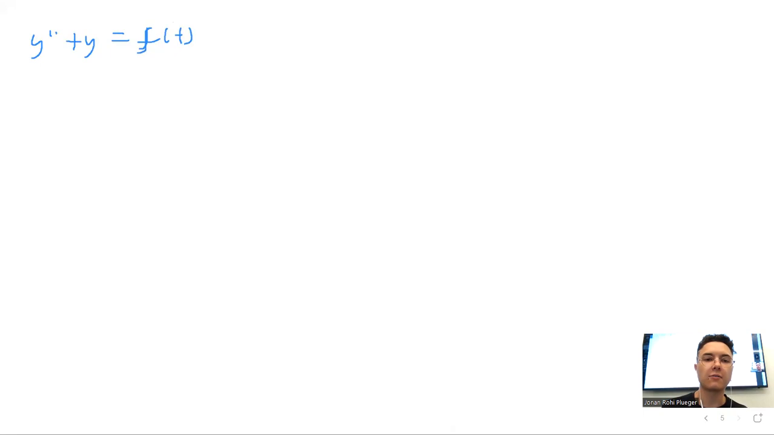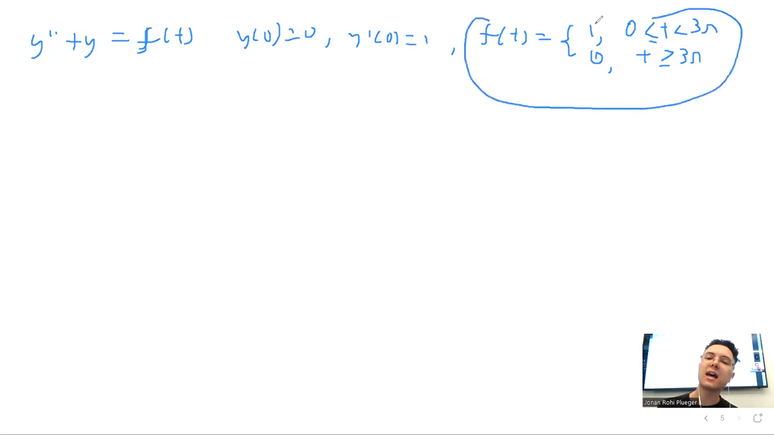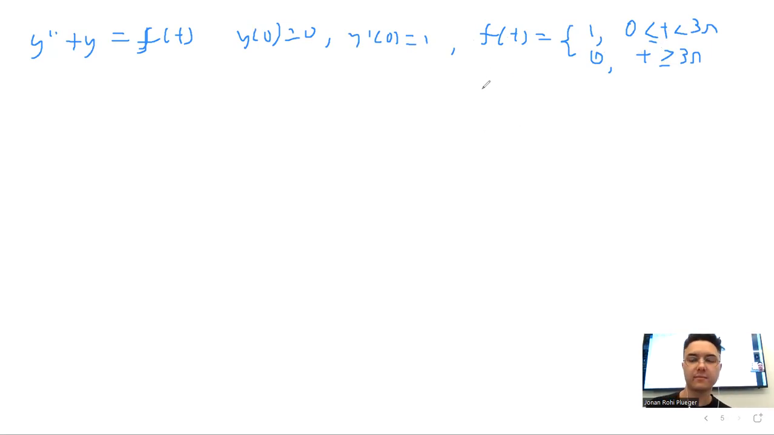y double prime plus y equals f of t, where y of zero equals zero, y prime of zero equals one, and f of t equals one for zero less than t less than three pi, and zero for t greater than three pi. So the question is, how do we write this as a bunch of unit step functions? Well, we actually write whatever's first. So we actually write one, because one is at time equals zero. That's why I reorganized h of t last time to tell us what happens at time equals zero. It was zero, we start with zero. In this case, though, it starts at one. Then what?